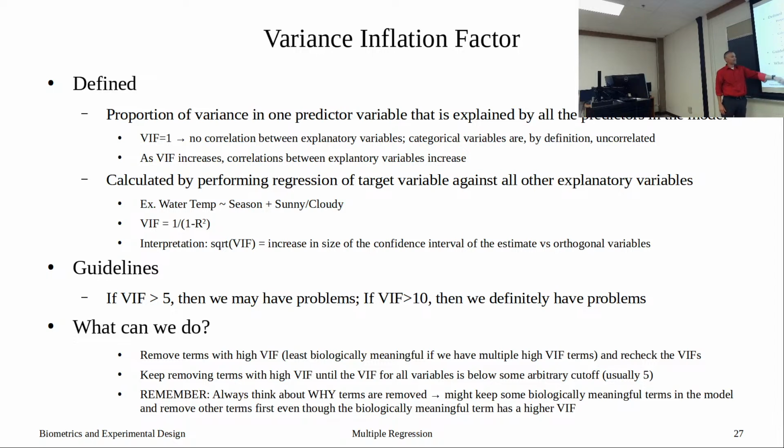You're going to keep doing this until all of our VIFs are below some arbitrary cutoff, and the cutoff that we're going to use is usually 5. So you keep dropping terms until all of our VIFs are below 5. But don't do this arbitrarily. Think about what terms are getting removed and whether or not they have a biological meaning, or they can be interpreted biologically.